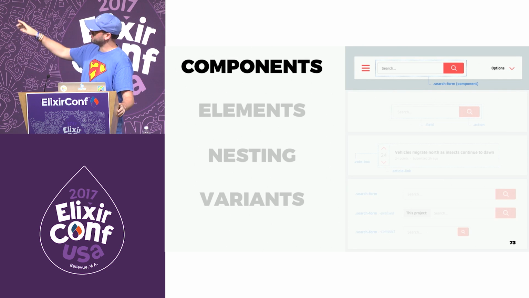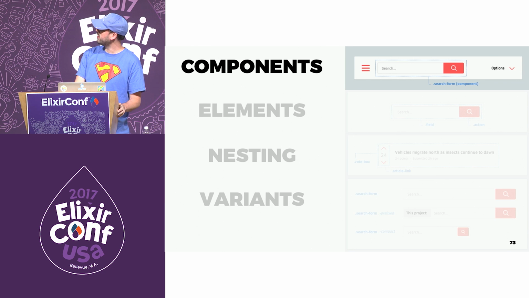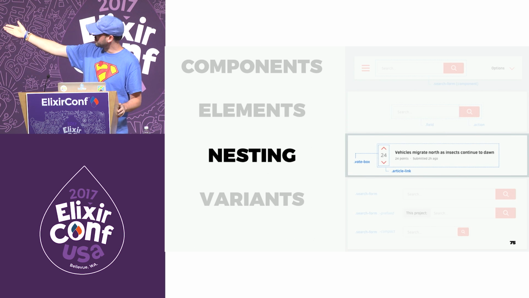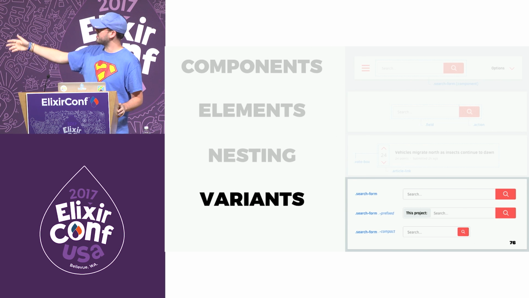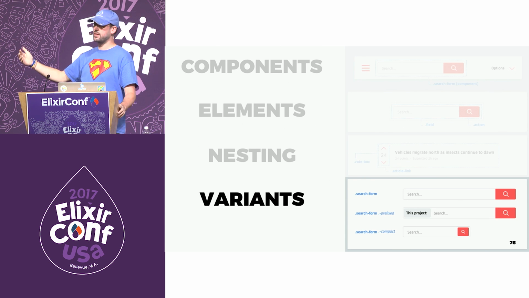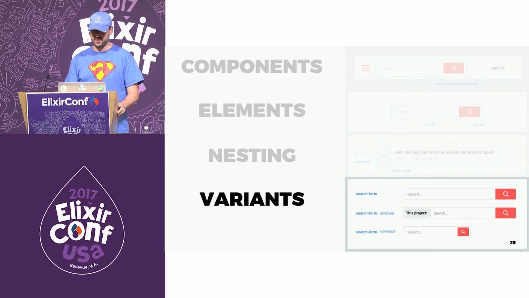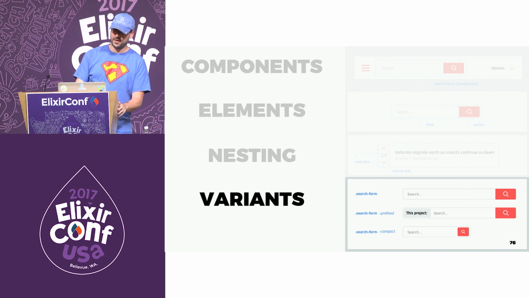So as far as RSCSS goes, you have these ideas of components, and there are things like this search form. You have these concepts of elements. So within the component, there's a field and there's an action. You can nest components. So there's an article link component, which holds a vote box component. And you have this concept of variants. So if you've done anything like BEM for CSS, and there are a lot of people that probably haven't done any CSS and don't care about this at all, but if you have done something like BEM, this is like a much less typey version of BEM.